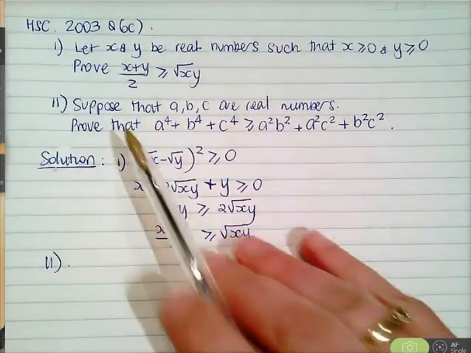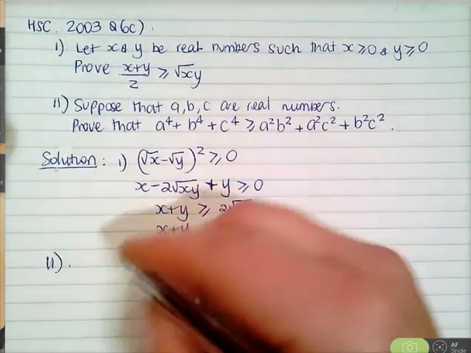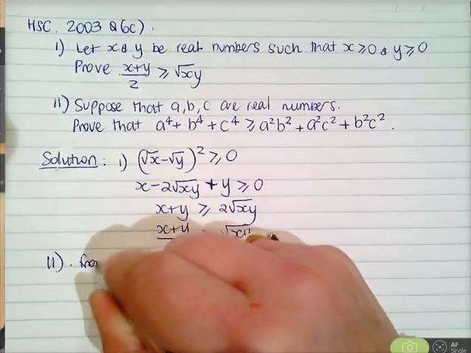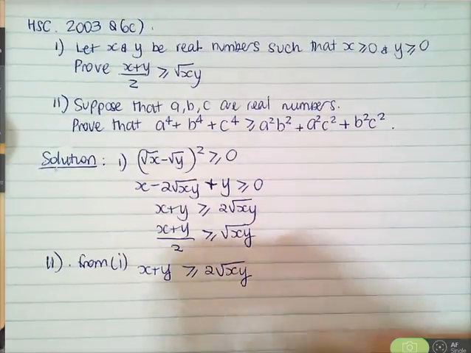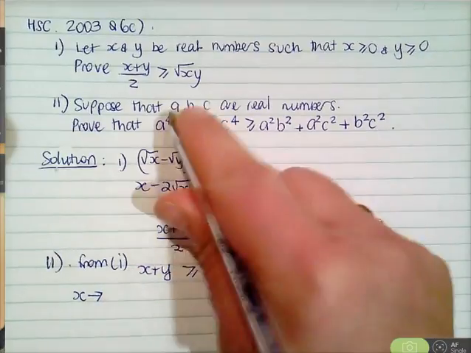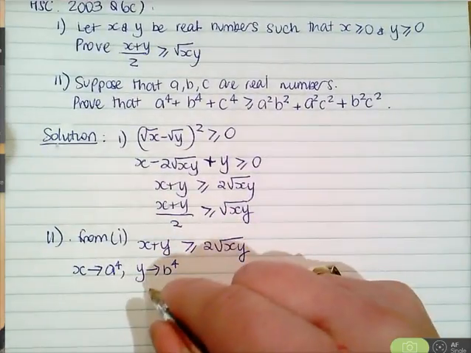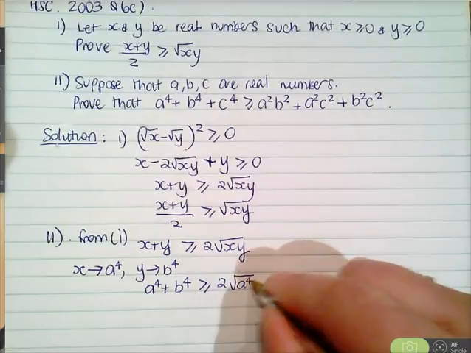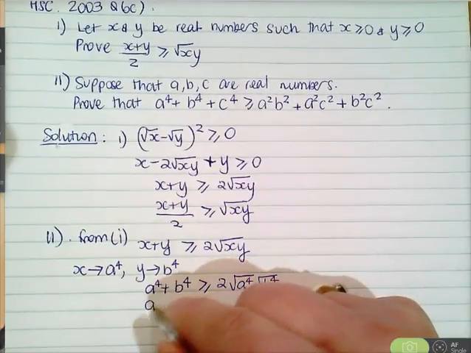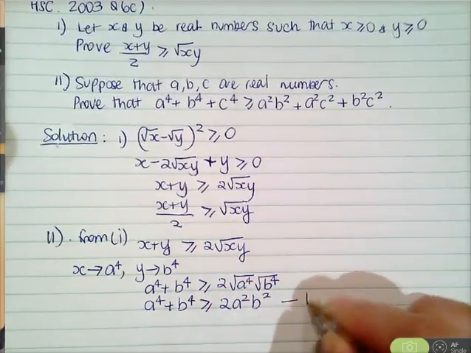And then for part 2, suppose that a, b and c are real numbers, using this result here. From part 1, we know that x plus y is greater than or equal to 2 root xy, and if we replace the x with a to the power of 4 and the y with b to the power of 4, we will get that a to the power of 4 plus b to the power of 4 is greater than or equal to 2 times the square root of a to the power of 4 times b to the power of 4, which means that a to the power of 4 plus b to the power of 4 is greater than or equal to 2a squared b squared, and I'll call this equation 1.